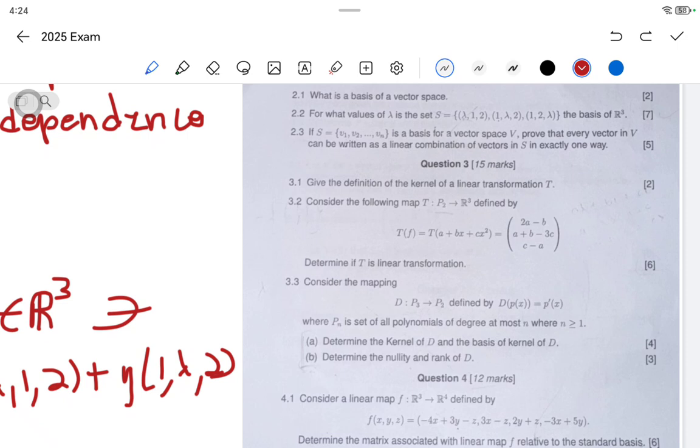Yes or no? Who can tell me? Do you think this can be a linear transformation? And how many things are we supposed to check for a linear transformation?